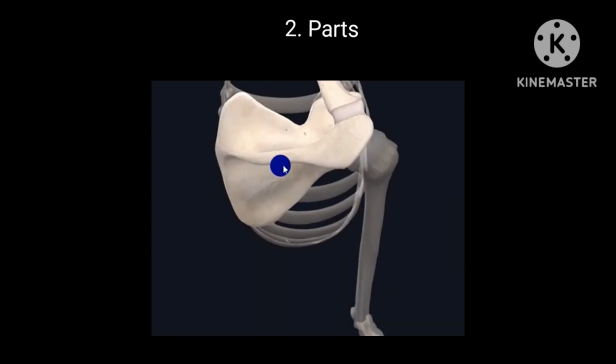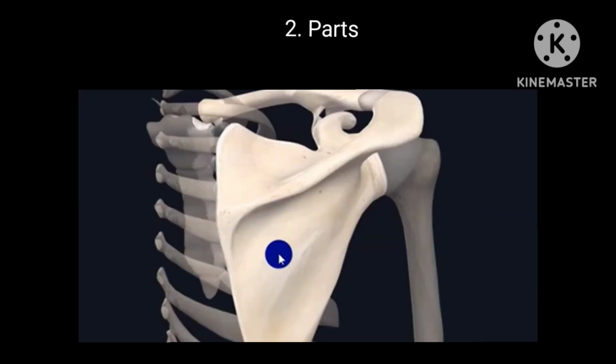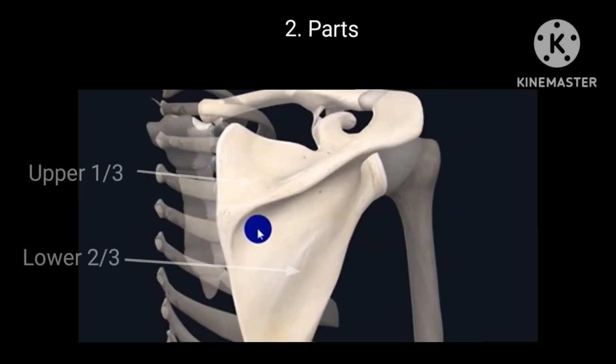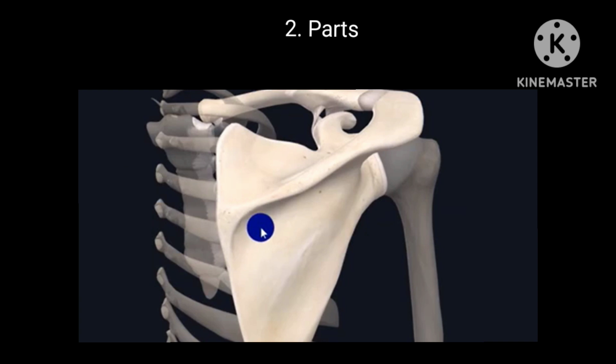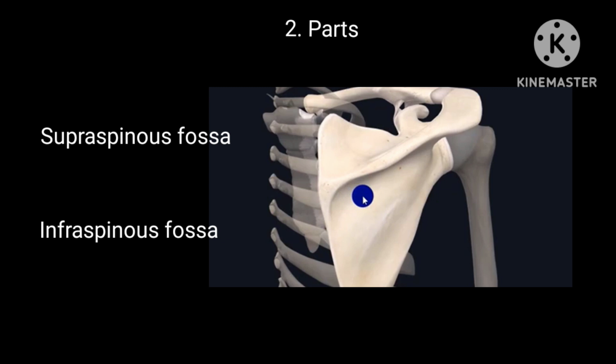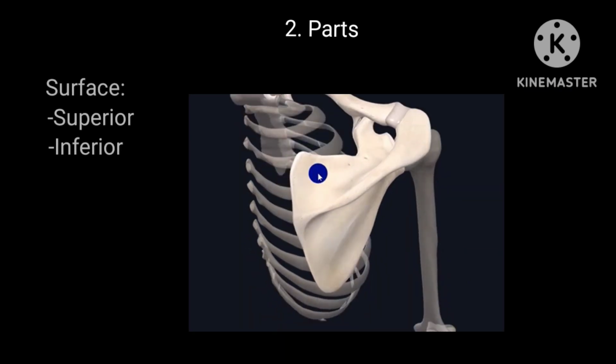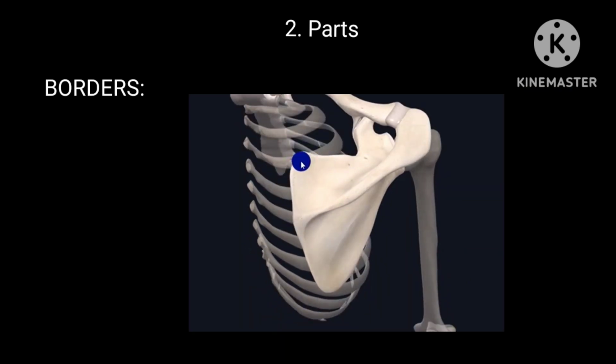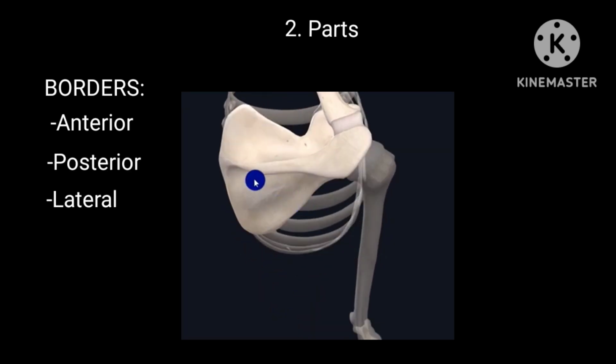Coming to the spinous process, it is a triangular shelf-like bony projection attached to the dorsal surface of the scapula at the junction of the upper one-third and lower two-thirds. It divides the dorsal surface of the scapula into two parts, the upper supraspinous fossa and the lower infraspinous fossa. The spine has two surfaces, superior and inferior, and three borders, anterior, posterior and lateral.